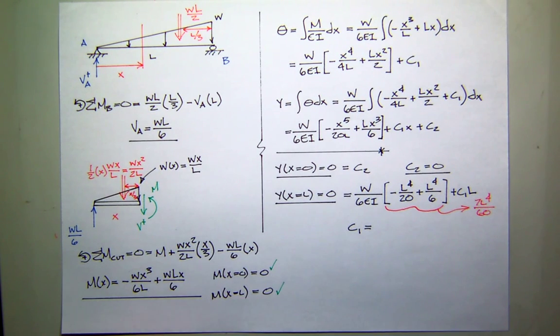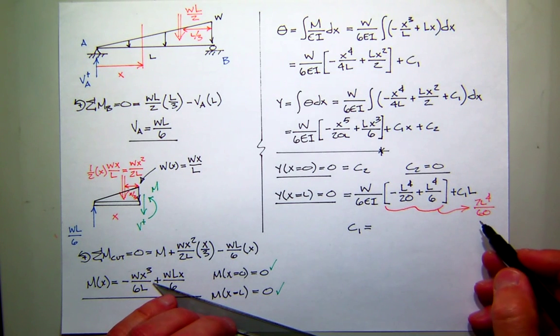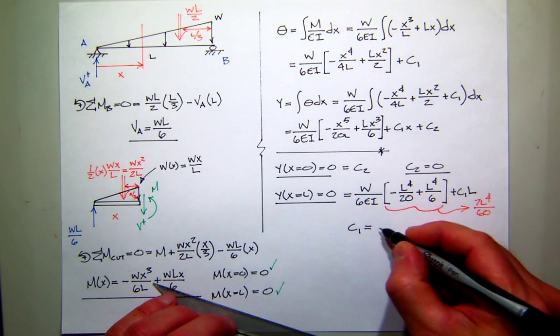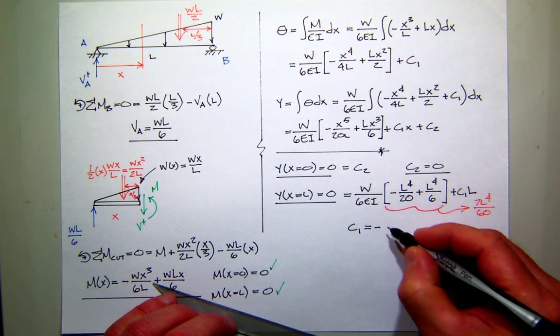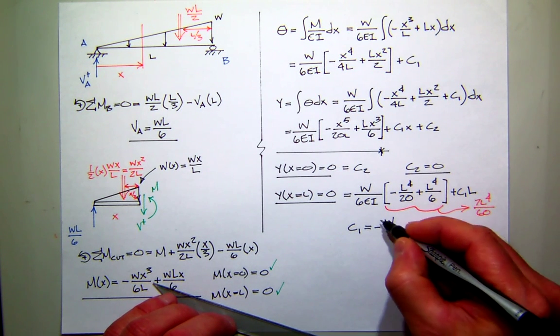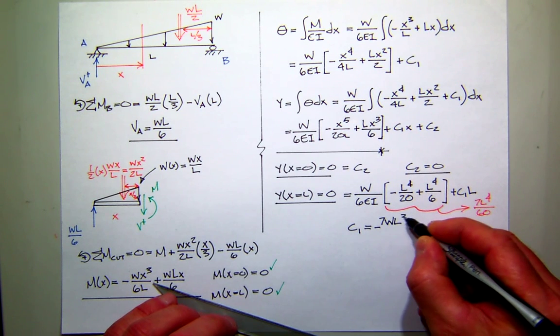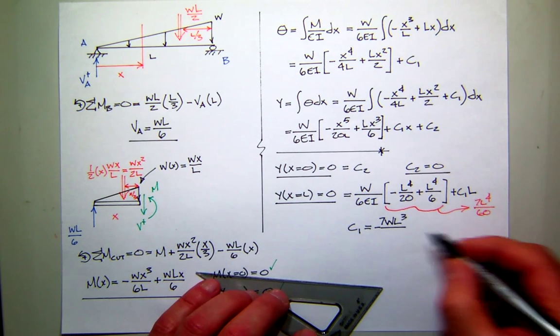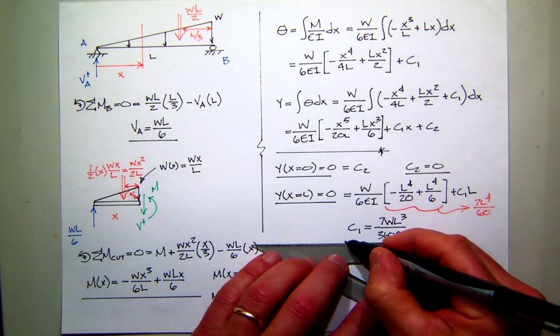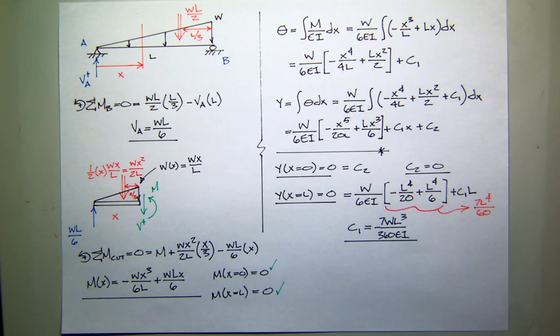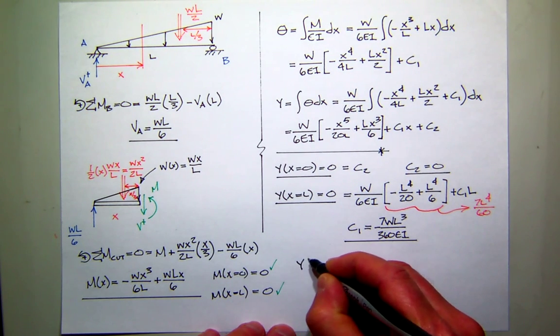Now when I go to the other side of the equation, what do I get? It changes sign. Plus I'm going to drop one of the L's, so I should get minus what? Let's see if I can get all this in here. 7WL cubed over 360EI. Did I do that right? Yes? Yes.